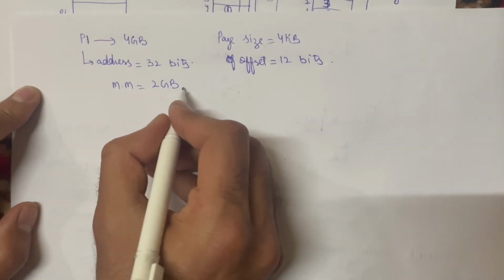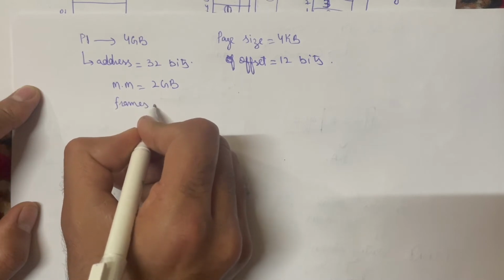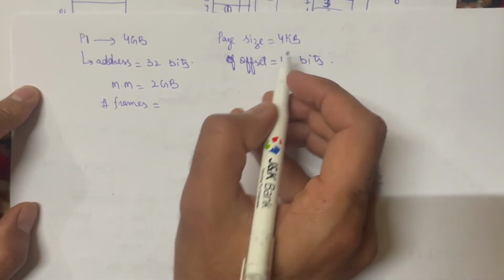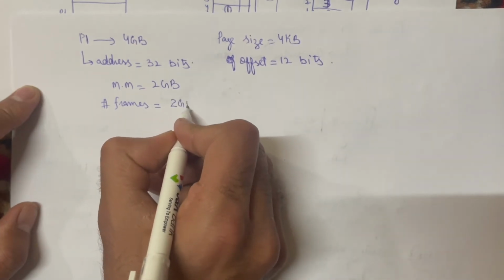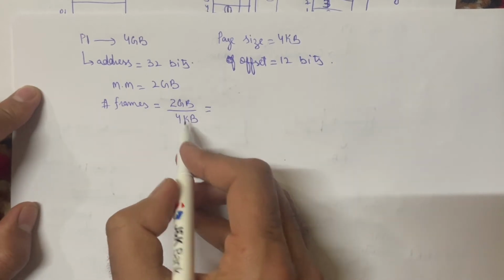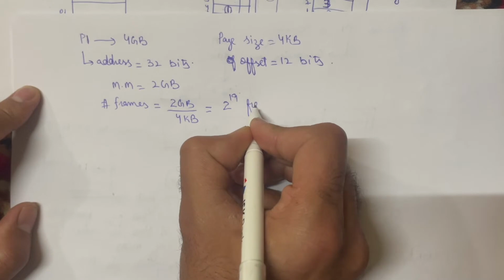Okay, so this 2 GB means how many frames? How many frames will be there? Each has size 4 KB, so the number of frames will be 2 GB divided by 4 KB. It will be 2 raised to the power 19 frames.